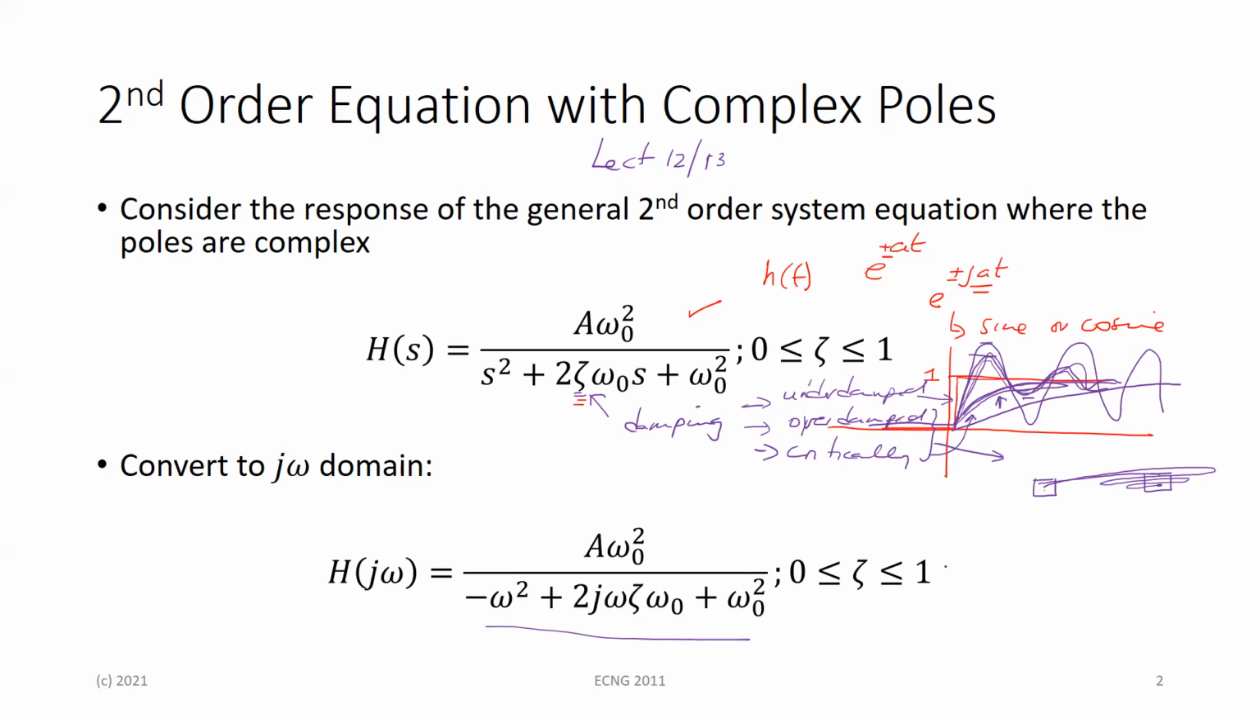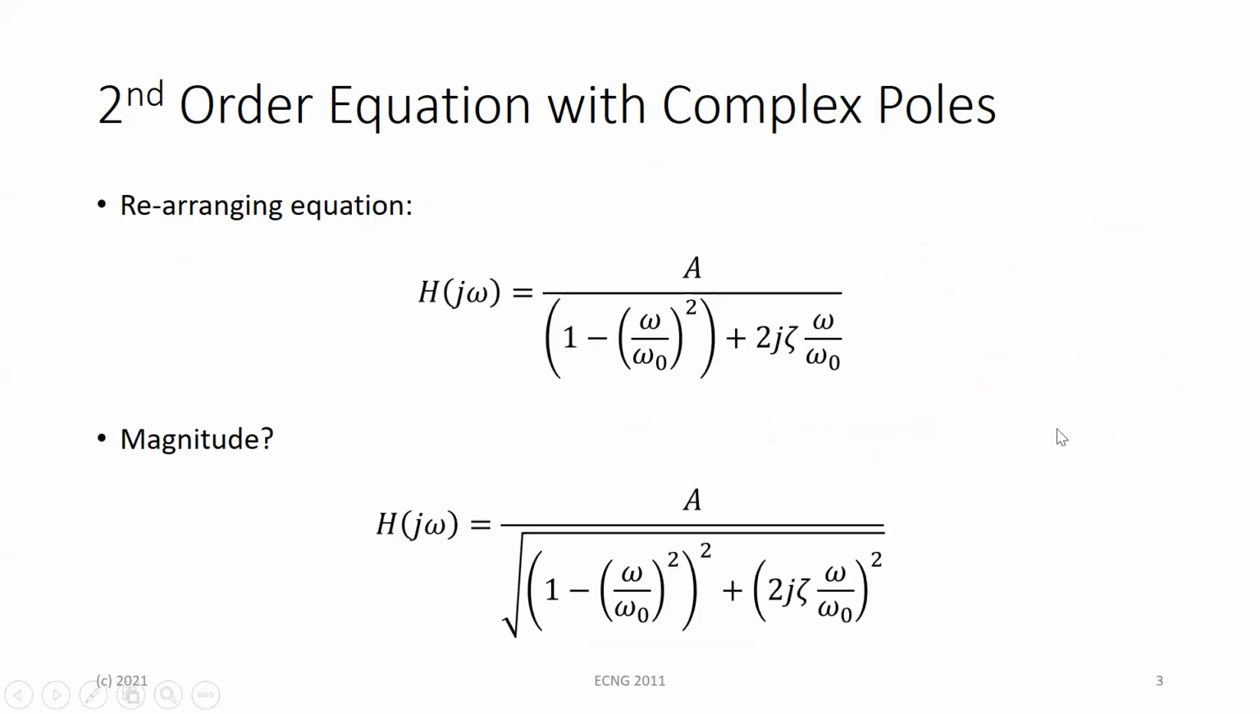Remember, at this point, zeta has to be between 0 and 1. We derived why that would be, okay? For the poles, we had substituted some values for damping in those slides, and actually plotted what the responses looked like. So we have it in the frequency domain now.